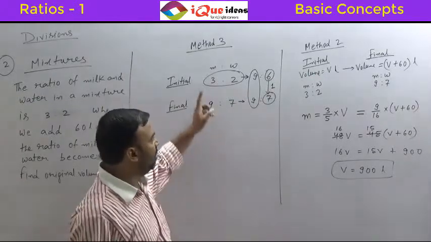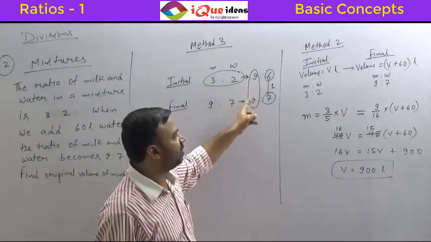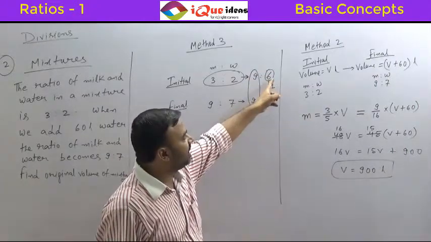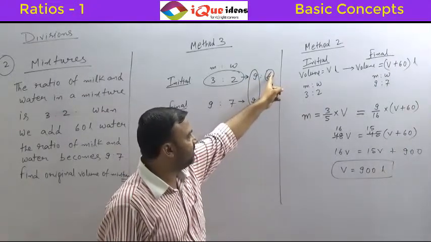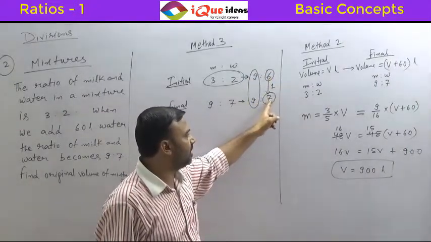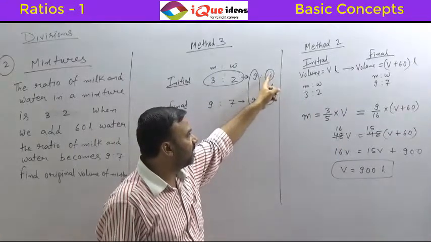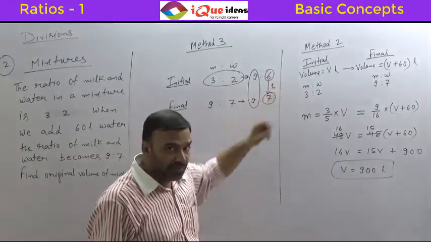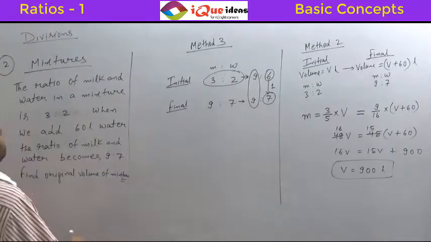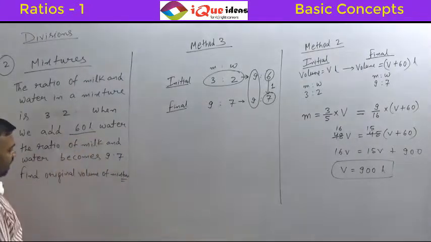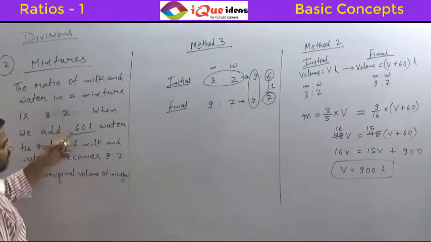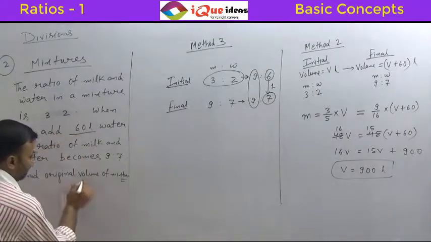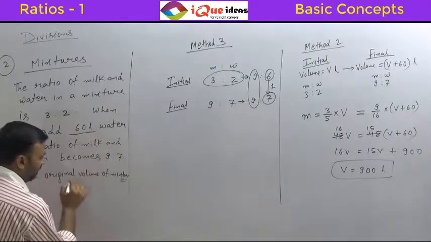Listen very carefully. Once we have made the number corresponding to milk the same, then we compare water. So here water is 6 liter, and water in this case is 7 liter. That means water added is 1 liter. But we know that the water added is not 1 liter. How much is it? It is 60 liter. And which quantity do we have to relate this to? We have to relate this value to the original volume.